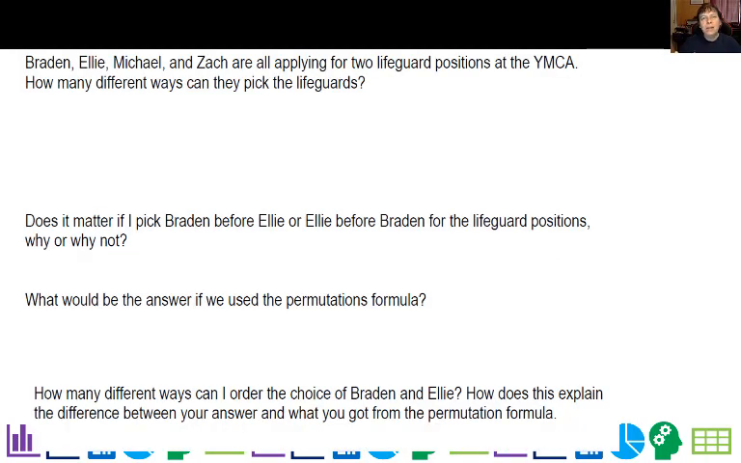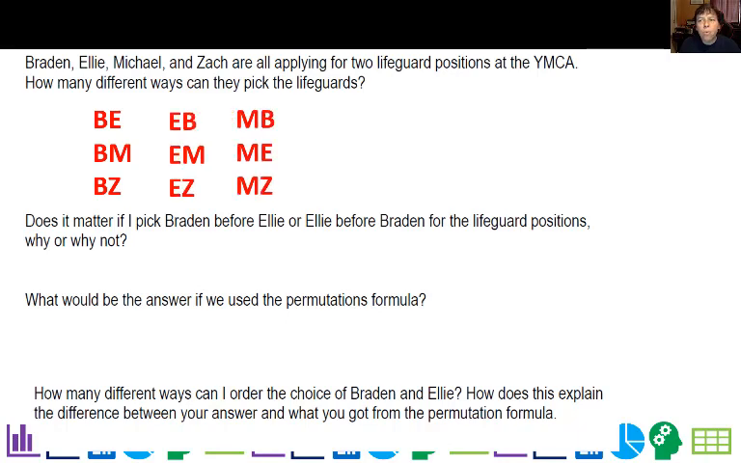All right? So let's take a look at an example. Maybe this will help clear it up for you. We've got Braden, Ellie, Michael, and Zach, and all of them are applying for 2 lifeguard positions at the YMCA. Well, how many different ways can they pick the lifeguards? I could actually do a tree diagram, but I'm going to use a listing method. It's good for you to see those 2. So I could do Braden and Ellie, Braden and Michael, Braden and Zach, or Ellie and Braden, Ellie and Michael, Ellie and Zach, or Michael and Braden, Michael and Ellie, Michael and Zach, or Zach and Braden, Zach and Ellie, and Zach and Michael.